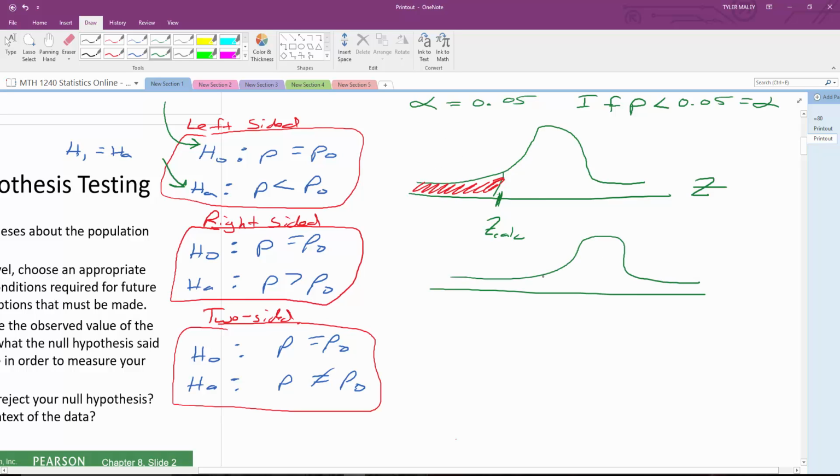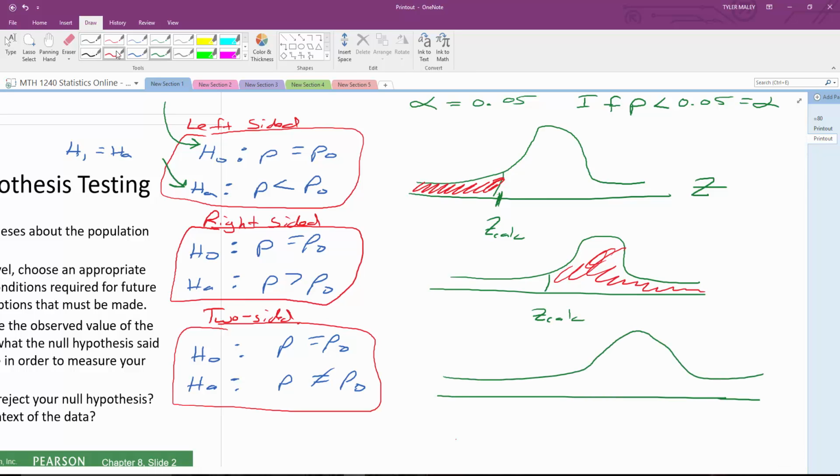With a right-sided test, we're going to find some z calculated, and we'll assume that it's in the same place. Then we're going to find the area to the right. And with a two-sided test, it turns out that since we have a normal distribution, it's symmetric, so we'll end up finding the area to the left and to the right. We're going to have some z calculated here, and there's also going to be its counterpart over here that has the same area, so both of these areas are the same.